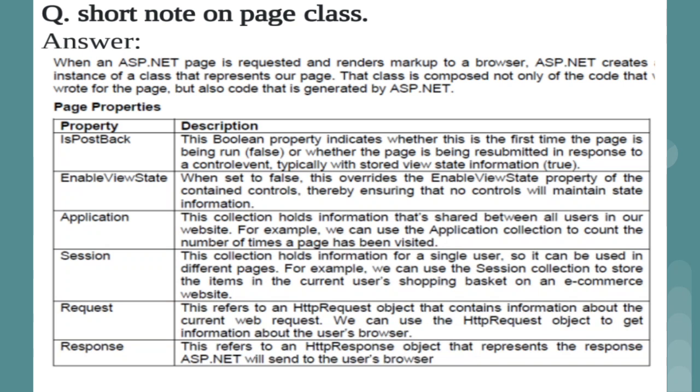Then we have the application property. Basically this property holds the information that is shared between all the users of our website. For example, if we want to design one program that counts how many times this particular website is visited, how many users have visited the website, in that situation we can make use of the application property. With its help we will come to know how many times this particular page is visited by the customer, or by the user.